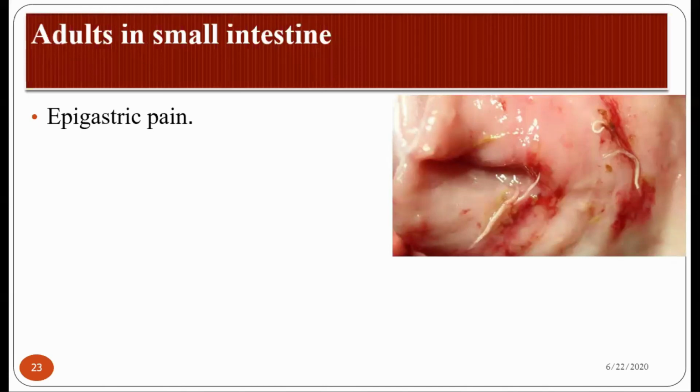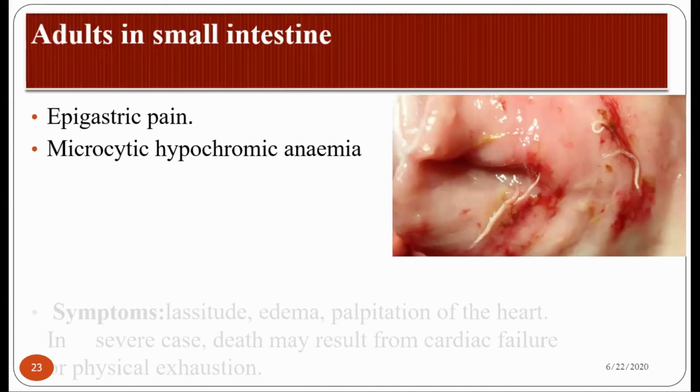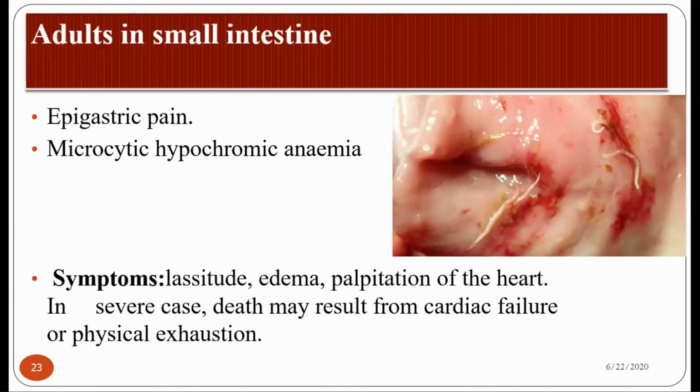These worms feed on blood and tissue fluids. As a result, it produces microcytic hypochromic anemia, which is also known as iron deficiency anemia. When a person is heavily infested by these hookworms, it produces laziness, that is lassitude, in the infected persons due to blood loss. It also results in edema and palpitation of the heart. In severe cases, it leads to death of the infected persons due to cardiac failure or physical exertion.